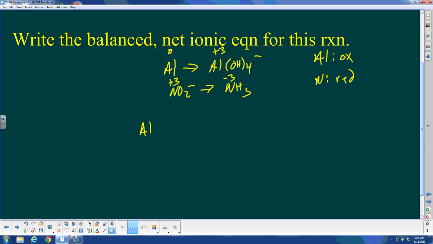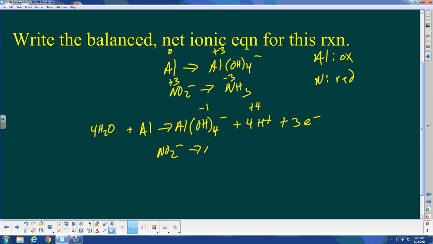So I have aluminum going to tetrahydroxoaluminate. And my aluminums are balanced, yes. My oxygens, I have 4 oxygens on the right, so I need to add 4 waters on the left. Now I have what? Looks like I have 8 hydrogens here, and I have 4 here, so I need to have 4 H pluses. And I have a charge of a -1 and a +4, so I need 3 electrons added there.